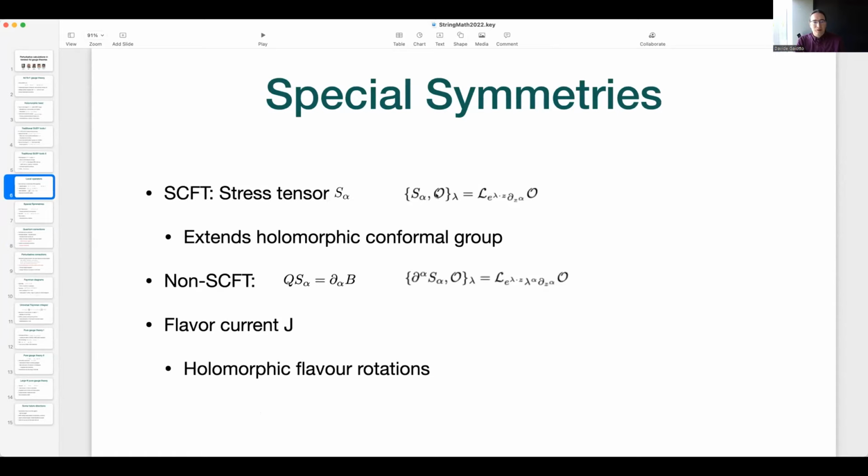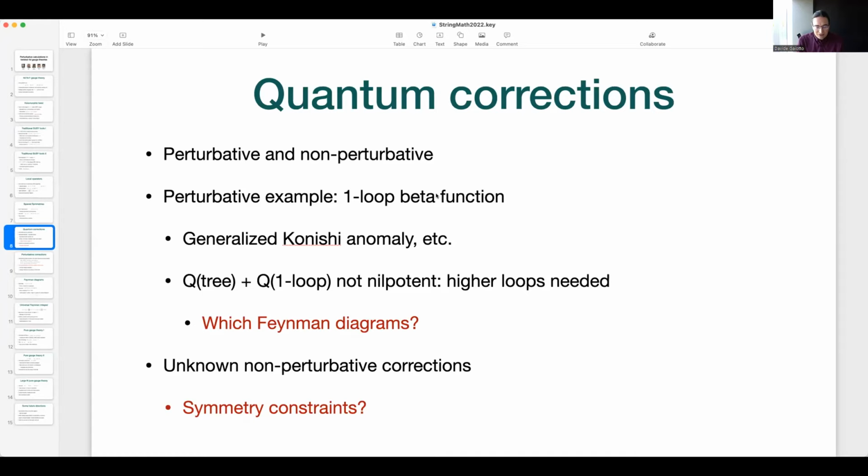And it's not too hard to write down the most general one loop correction to the differential in these holomorphic theories. And once you do that, you realize that the one loop corrected differential is actually not important. So it's clear that it has to be higher loop corrections to fix that. And so the beginning of our project was just to ask which kind of Feynman diagrams contribute to these higher loop corrections and how can we compute them.